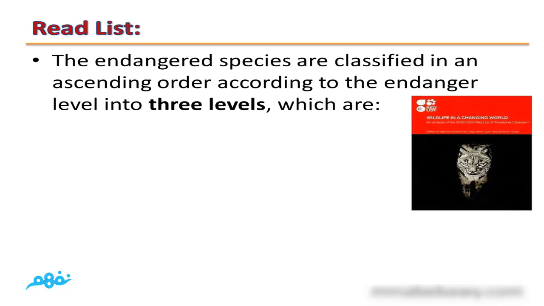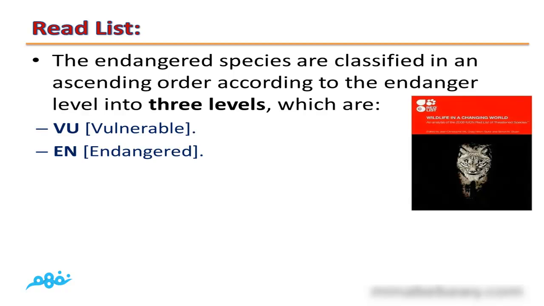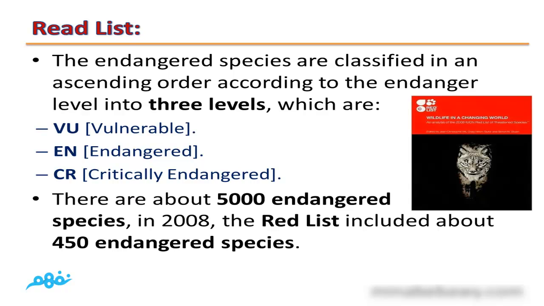The endangered species are classified in an ascending order according to the endangered level into three levels, which are VU or vulnerable, EN or endangered, CR or critically endangered. There are about 5,000 endangered species. In 2008, the red list included about 450 endangered species.